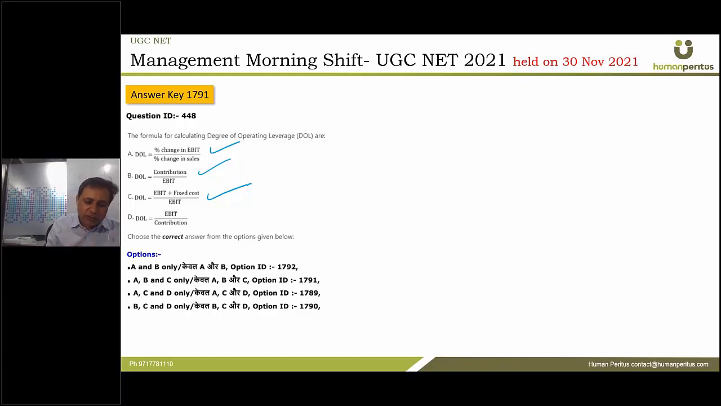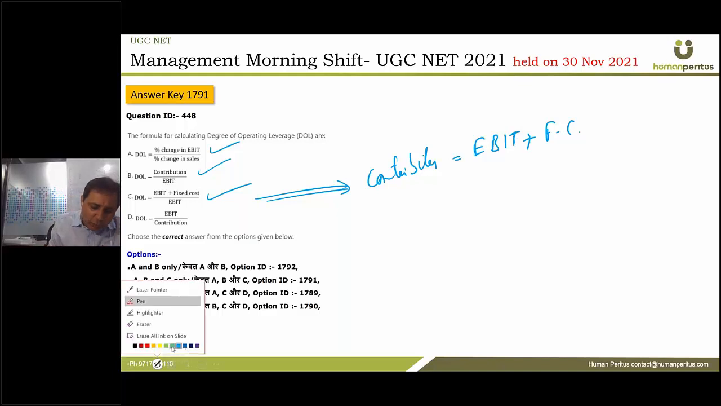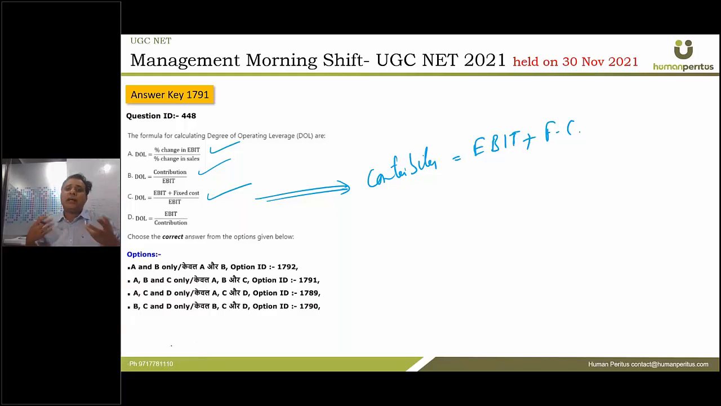poorly framed question. So third में what examiner has done, that examiner has assumed that contribution is equal to EBIT plus fixed cost. So he has assumed that interest payments are zero, which he should not have done. But anyway, the question is given. So the correct options are A, B, and C, and therefore your correct answer is B.